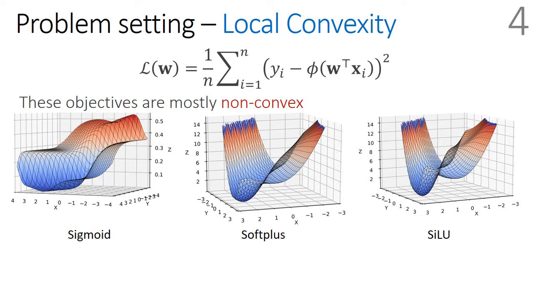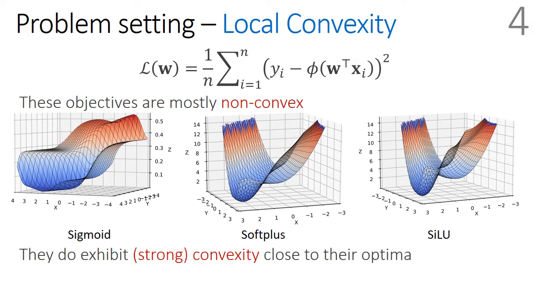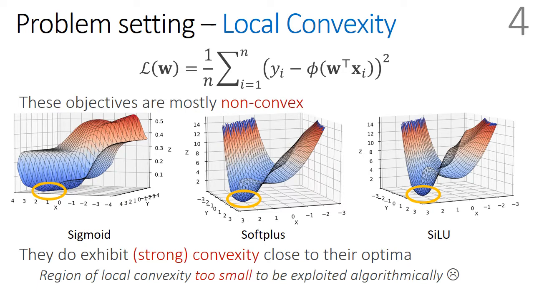Even though objective functions like squared loss have some nice properties, it turns out that such objectives with respect to activations like sigmoid, softplus, GeLU, etc. are non-convex. This poses a challenge for optimization algorithms. Interestingly, these objective functions exhibit a strongly convex region close to their optima. Strong convexity, which assumes a curvature, helps gradient-based algorithms with a faster convergence rate. But these locally convex regions are too small to be exploited. Our algorithm tries to overcome this problem.